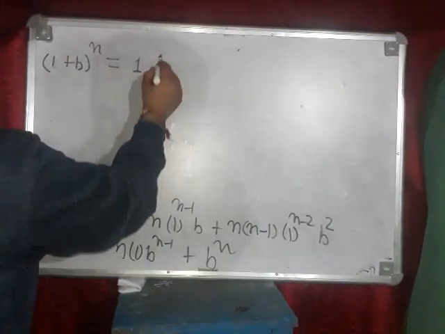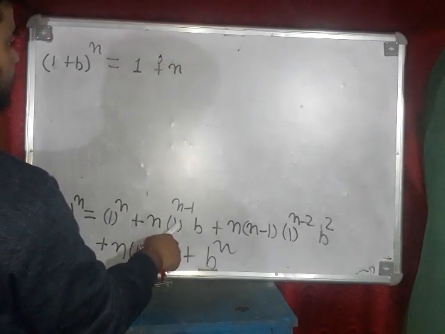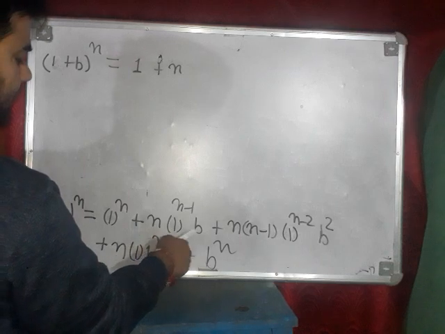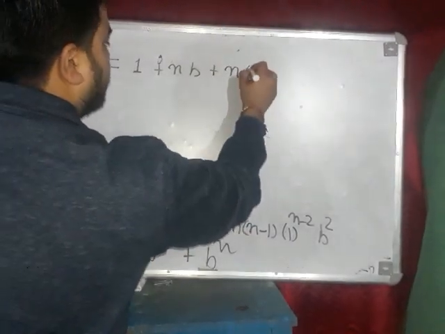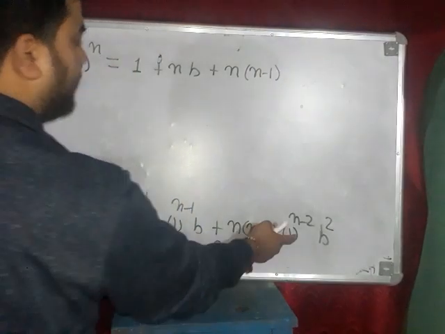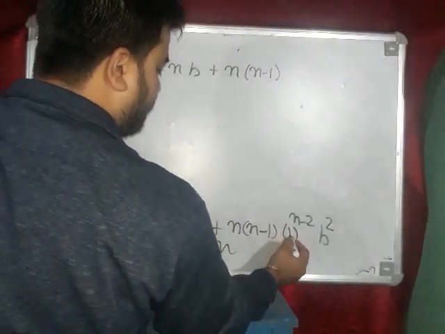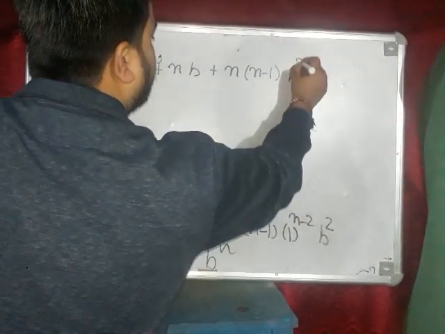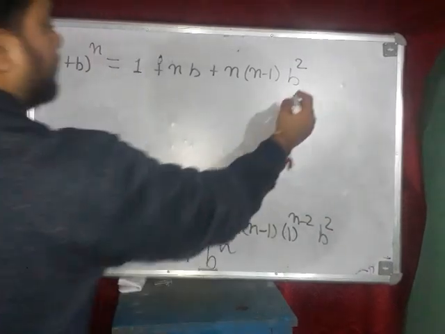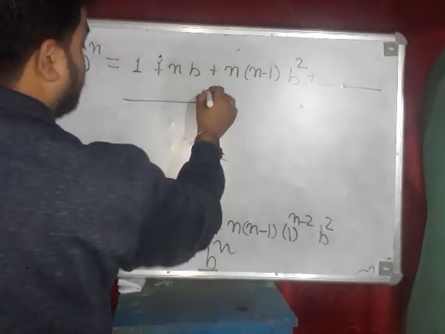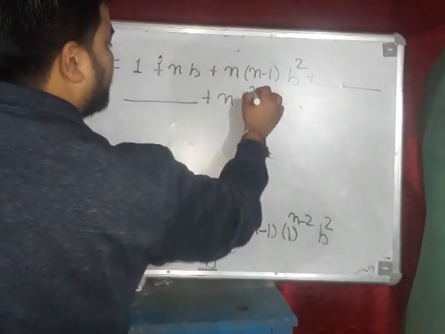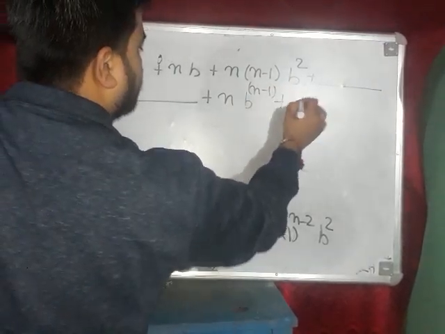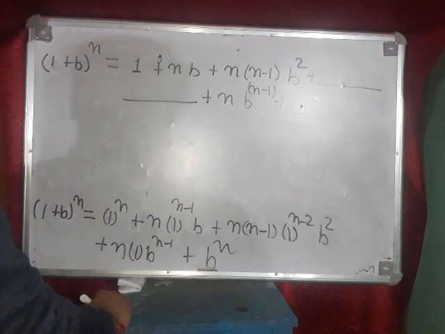So 1 plus n into 1 to the power n-1, that comes 1, and 1 into b, so 1 plus nb, similarly n(n-1) and so on, any power of 1 comes out 1, and then b square, the series goes on, and that comes to b to the power n-1 plus b to the power n. Okay.